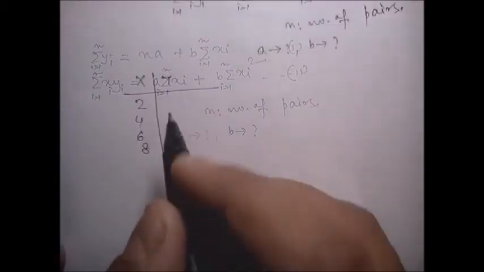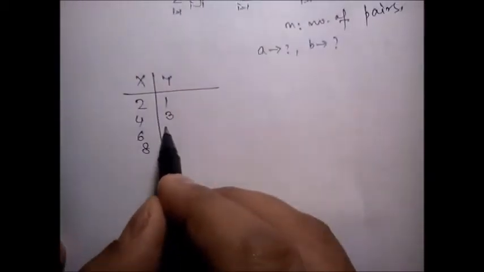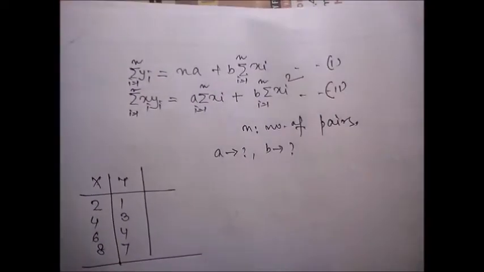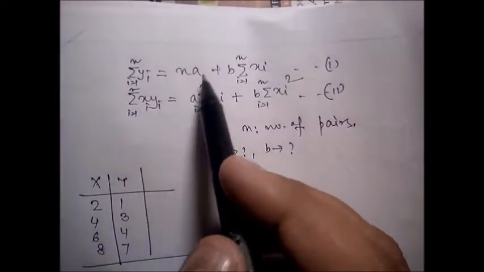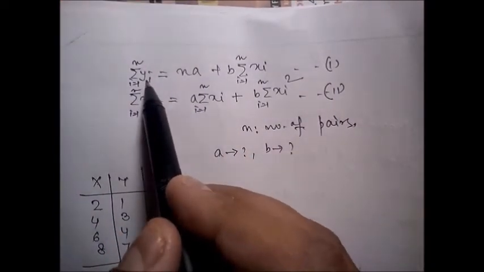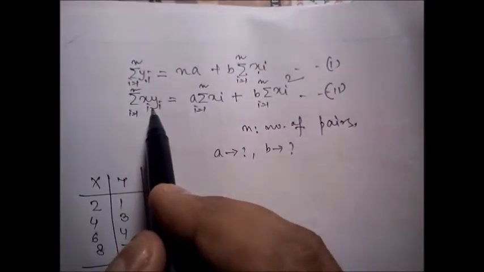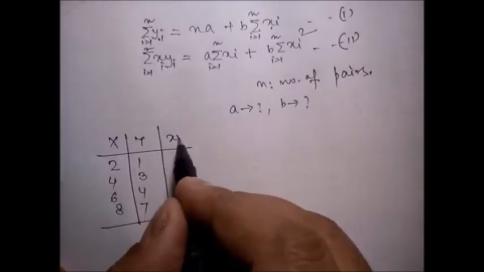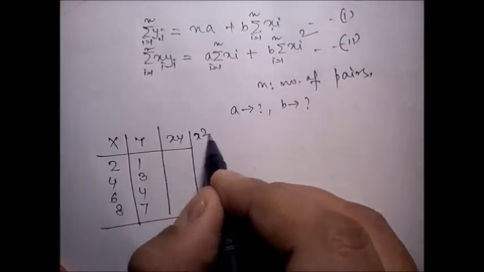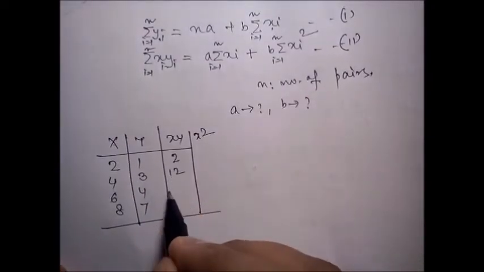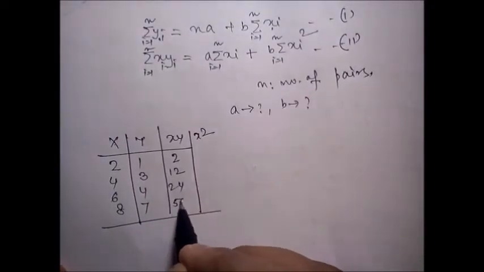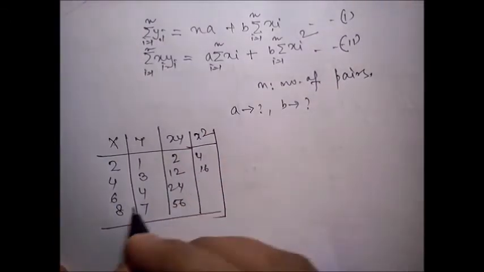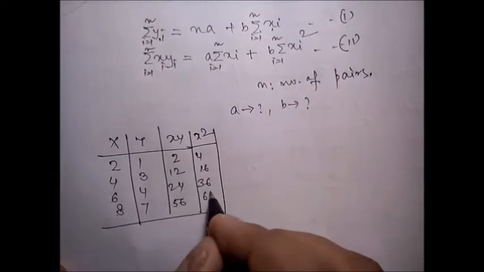Suppose the data are x: 2, 4, 6, 8 and y: 1, 3, 4, 7. Now to know a and b, to solve these two equations, we have to identify summation of y, summation of x, summation of xy, and summation of x square. So xy is what? 2 into 1 is 2, 12, 24, 56. Similarly, x square: 4, 16, 36, 64.